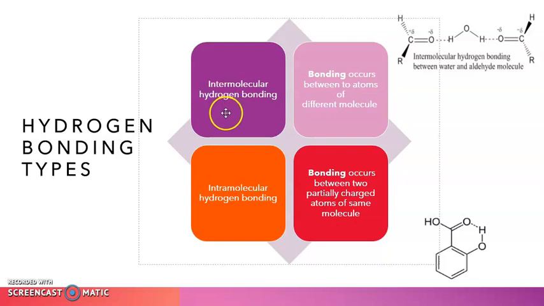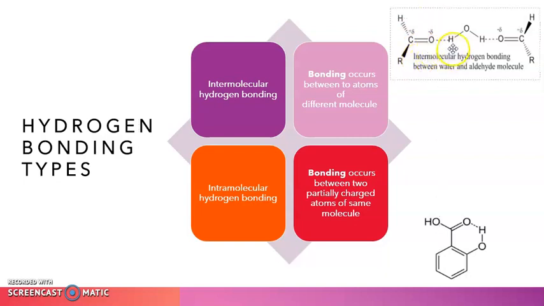We can classify this as intermolecular hydrogen bonding and intramolecular hydrogen bonding. Intermolecular hydrogen bonding is when it occurs between atoms of different molecules. It is referred to as intermolecular. Here you can see an example where this carbonyl oxygen interacts with the hydrogen of a water molecule.